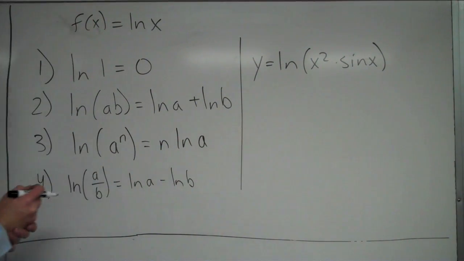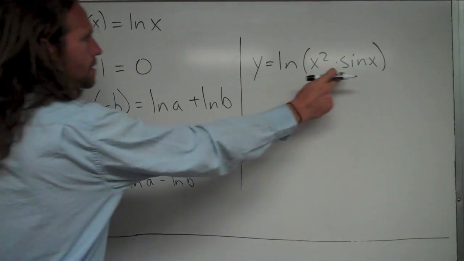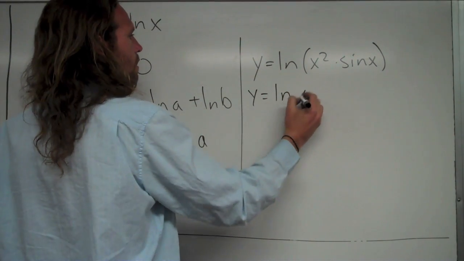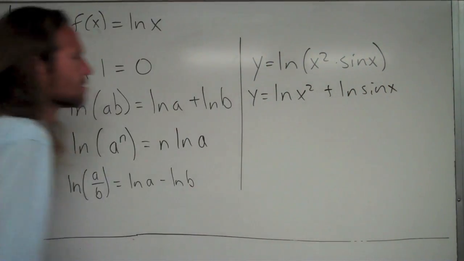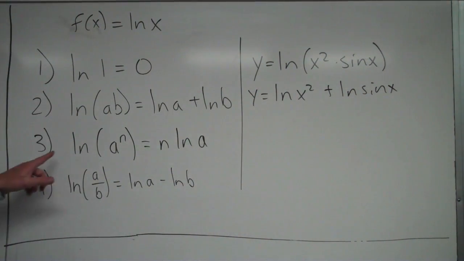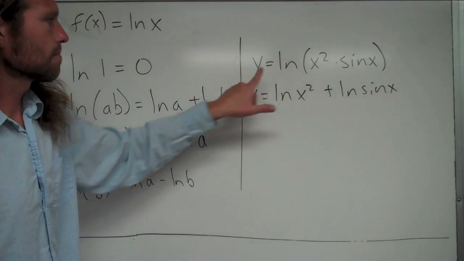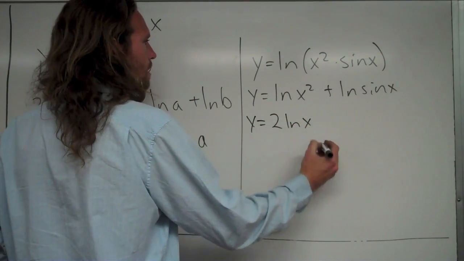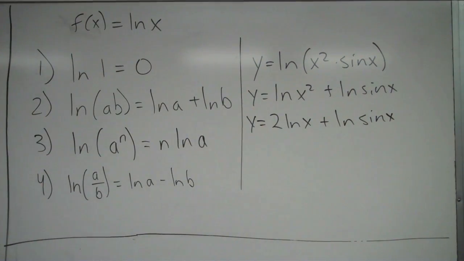First, let me apply this rule to it. Think of the x squared as a, and the sine of x as b. What I can do is break it up like this: y is equal to natural log of x squared plus natural log of sine of x. Then I can go even further. Here I have a to the n, where the 2 is like the n. I could bring the 2 down in front of the natural log and write it as y equals 2 natural log x plus natural log sine of x. That's a way to expand this out.